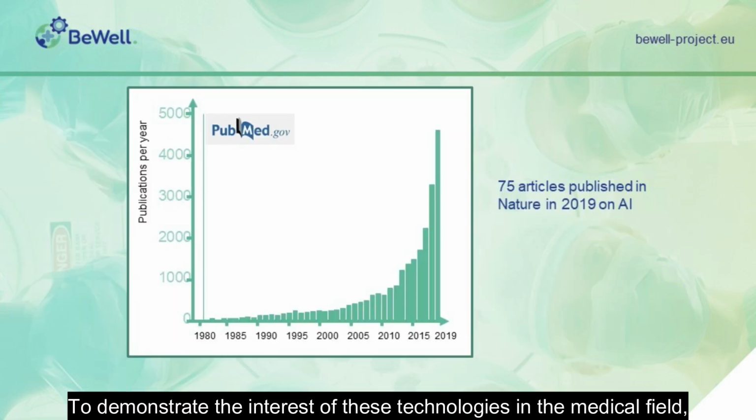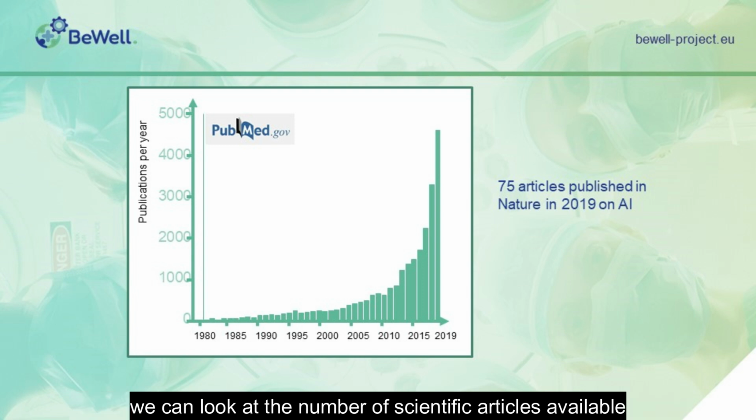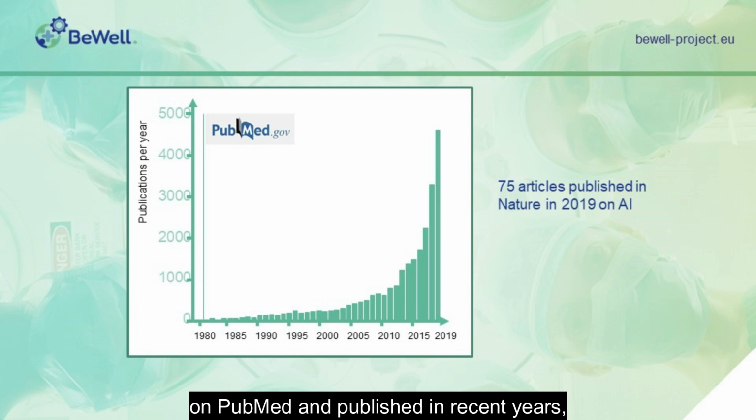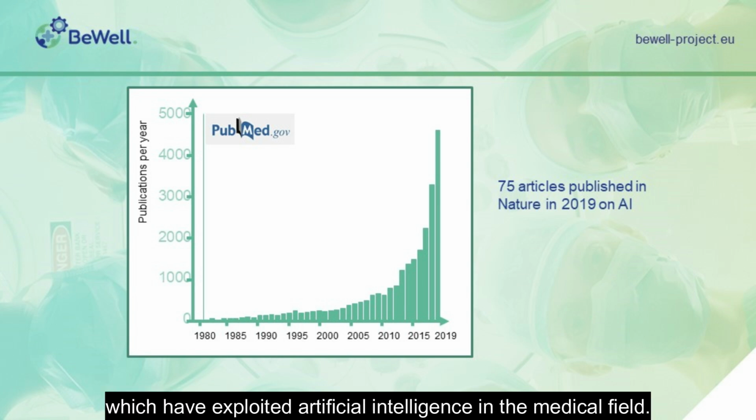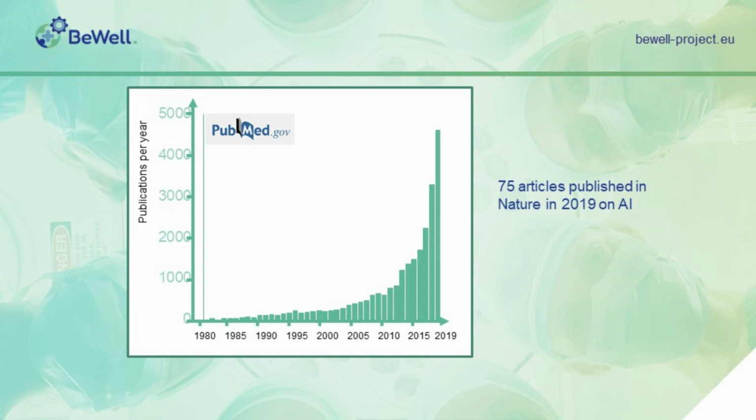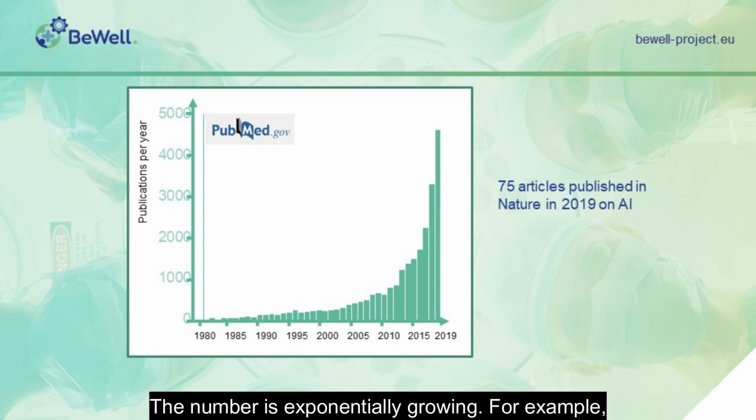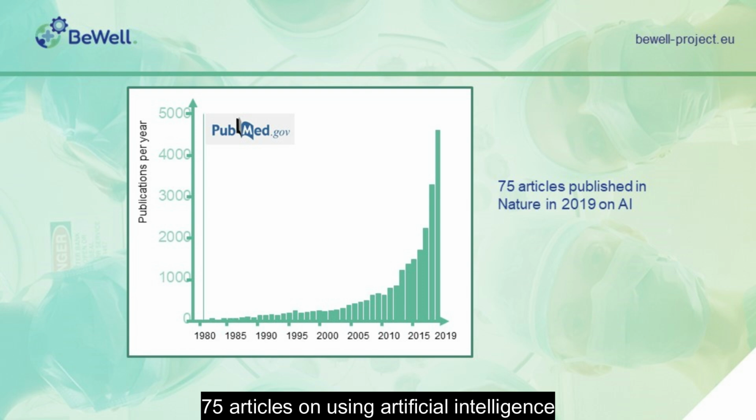To demonstrate the interest of these technologies in the medical field, we can look at the number of scientific articles available on PubMed and published in recent years, which have exploited artificial intelligence in the medical field. The number is exponentially growing. For example, 75 articles on using artificial intelligence have been published in Nature only in 2019.